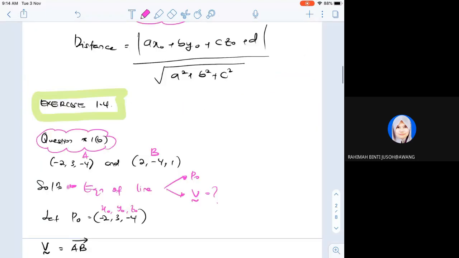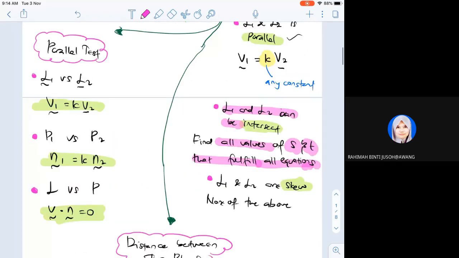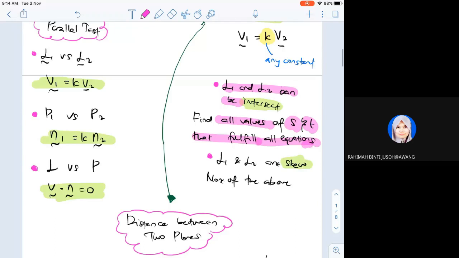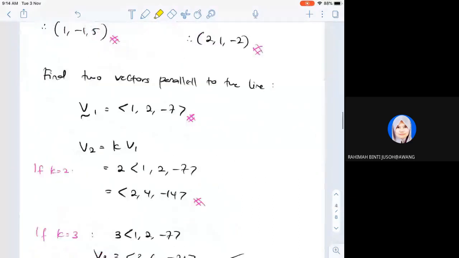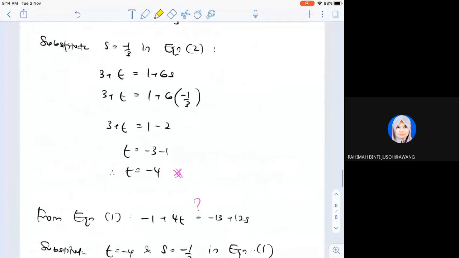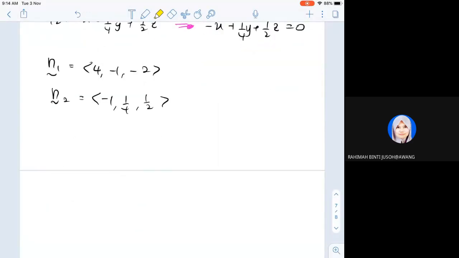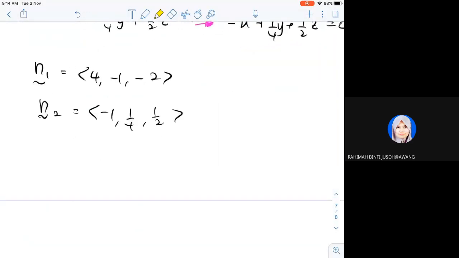Okay. To test whether the normal vector, tadi kita belajar dalam mind map tadi saya bagi. Test parallel. Mana test parallel? Ni, parallel test ni, plane versus plane. Kita kena show that N1 equivalent to K N2. Alright? This formula. So, right now, N1 equals to K N2. Kalau kita tengok balik, N1 dengan N2 kita tadi, ada tak nilai K yang wujud so that N1 equals to K N2?